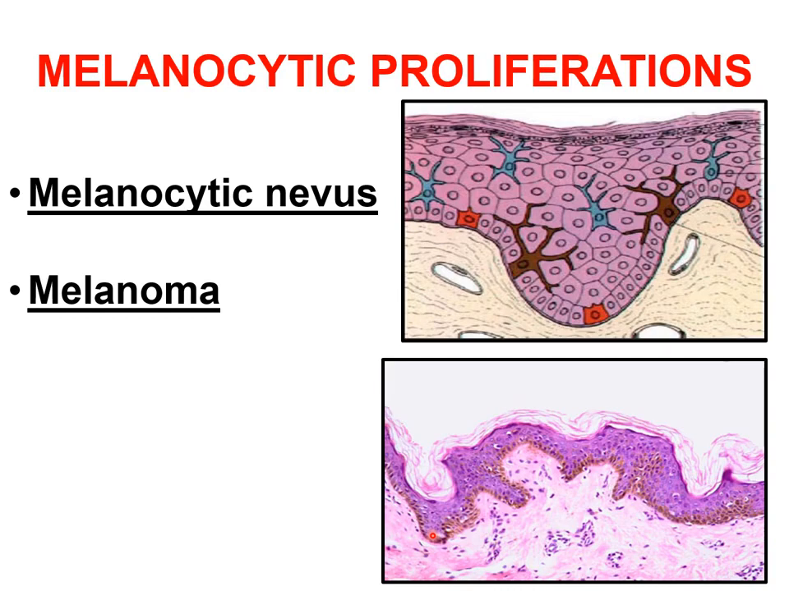Now we're gonna discuss the melanocytic proliferation. As in whatever organ or whatever cell, we have to study the benign proliferation and the malignant proliferation. Here, in cases of melanocytic proliferation, we will discuss the benign melanocytic proliferation, which is melanocytic nevus, and the malignant proliferation of melanocytes, which is melanoma.